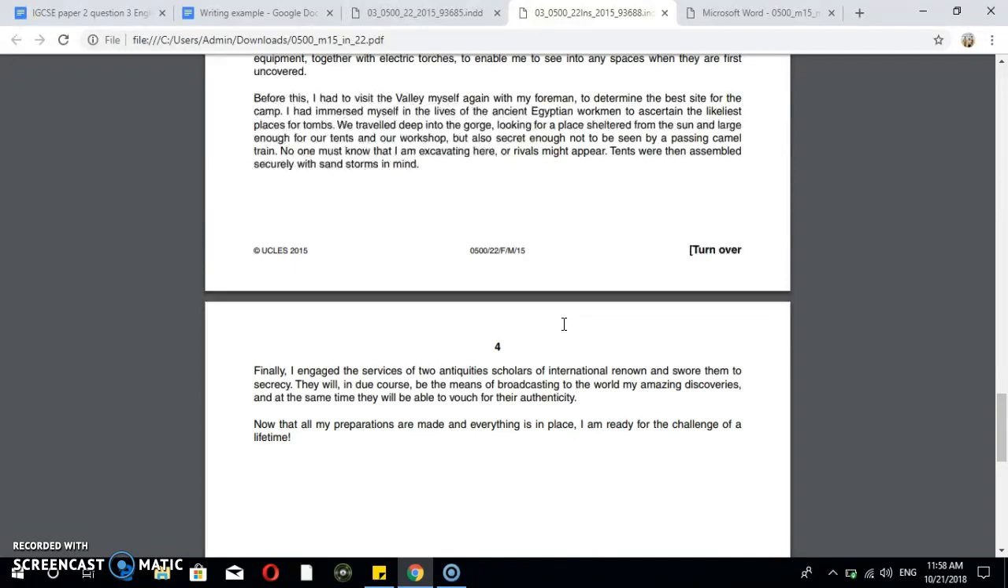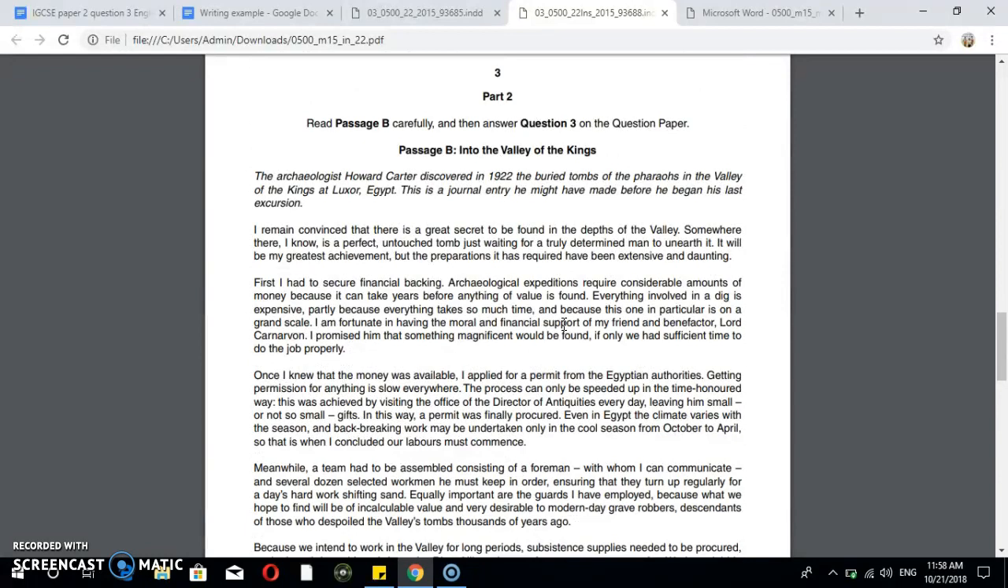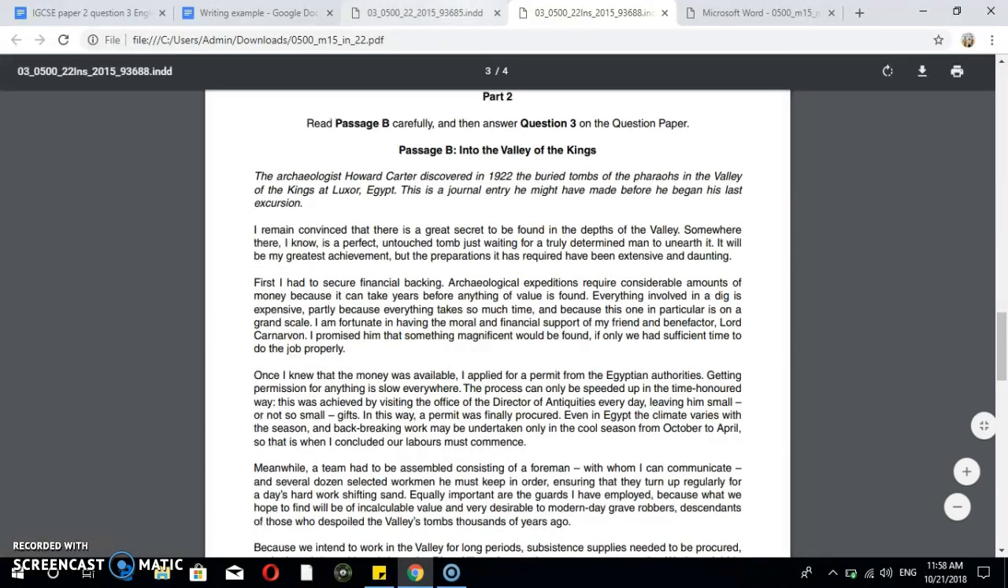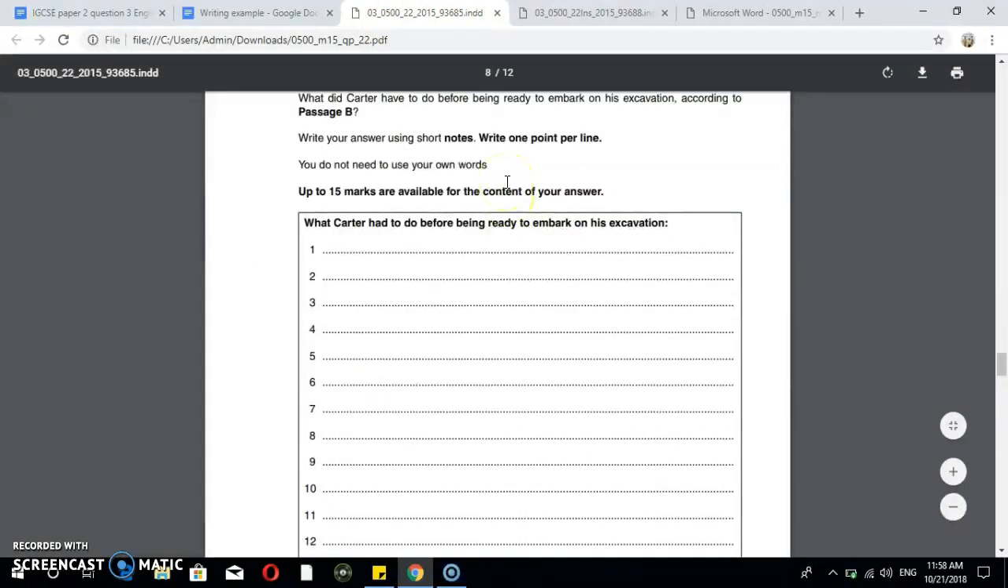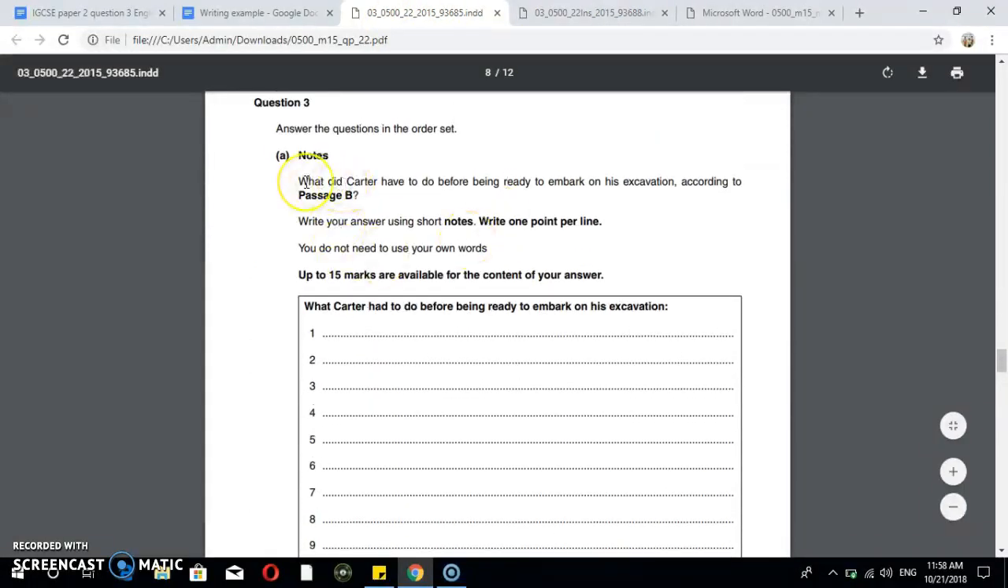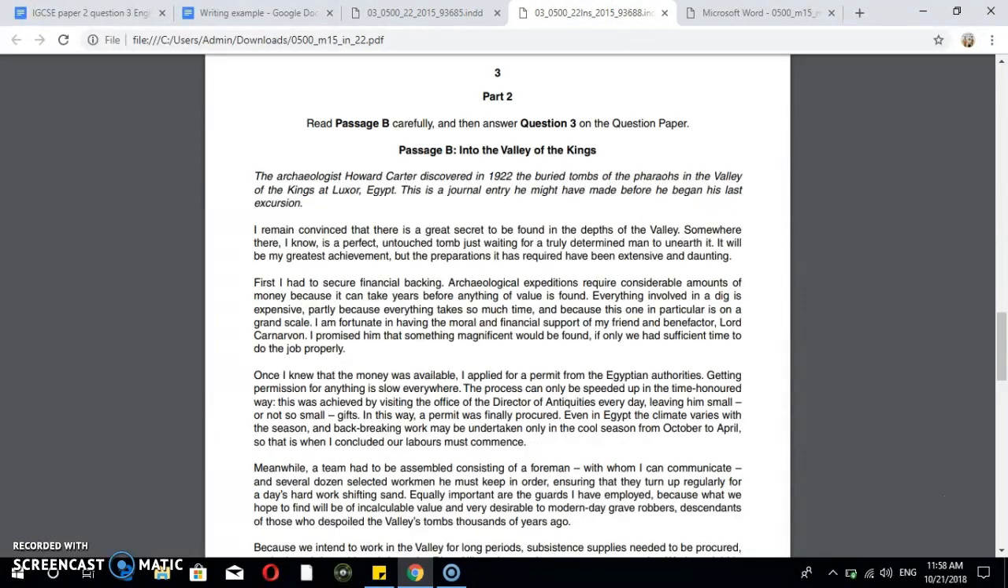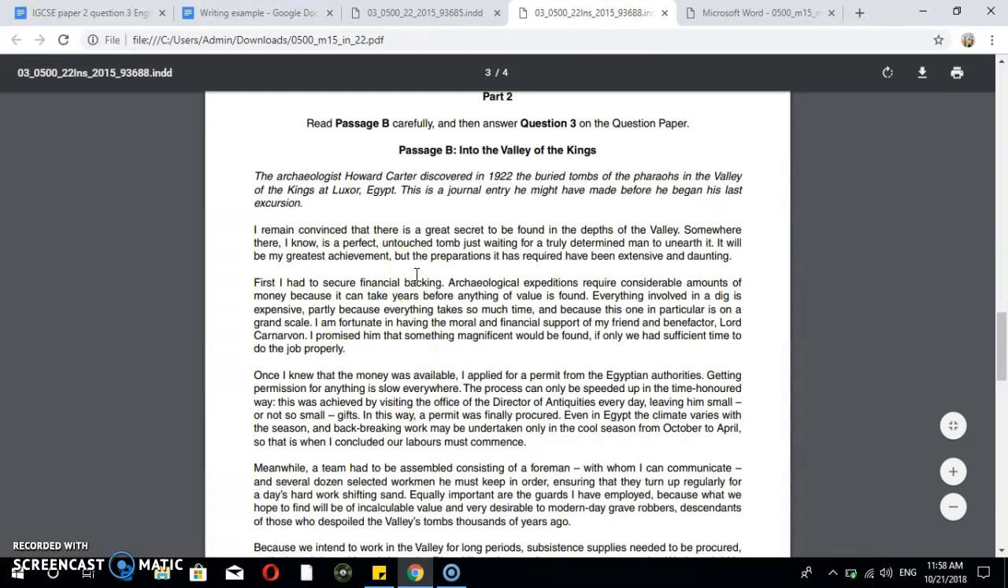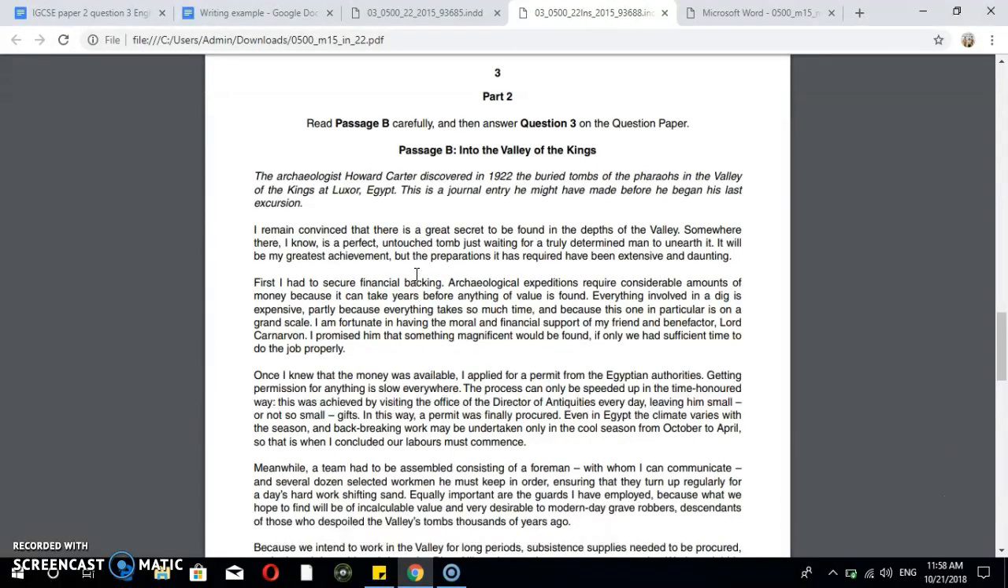Alright, so 1 minute has passed. Now we're going to go through the article and we're going to underline the points. So let's go back again to the requirements. What do you have to do? We have to find the points which show what Carter did before getting ready to embark on his excavation. So what did he do? So as you can see here, we only choose the appropriate points, the relevant points to answering the question.